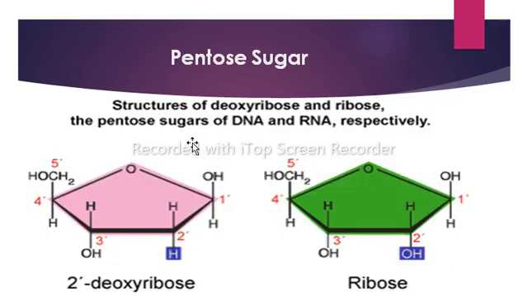Now the pentose sugar of nucleotide is of two types: deoxyribose sugar present in DNA and ribose sugar found in RNA. In DNA, this is the deoxyribose sugar, which is a 5 carbon sugar, and hydrogen is present at position 2, while in RNA at position 2 a hydroxyl group is present. These both are 5 carbon sugars, that's why they are called pentose sugars.